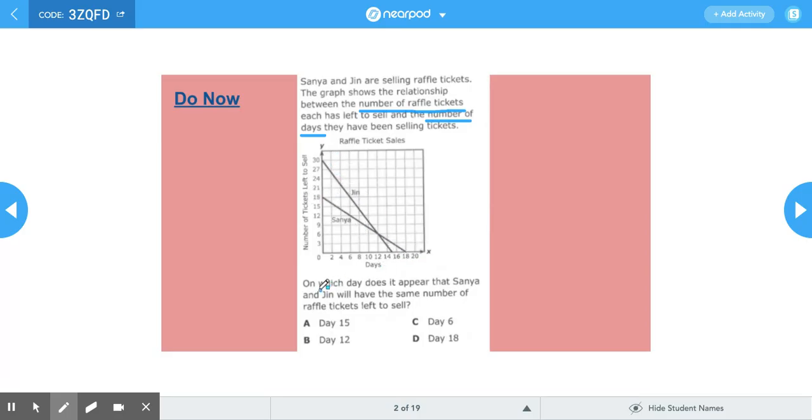On which day does it appear that Sonia and Jin will have the same number of raffle tickets left to sell? So what we have to do is identify their point of intersection, which is right here, and we're looking for the number of days that it's the same. So I'm looking for the x-coordinate of the point of intersection. In this case, we have (12, 6). So it's 12 days, or day 12. So our answer is B.